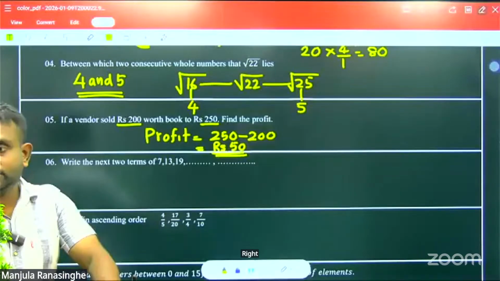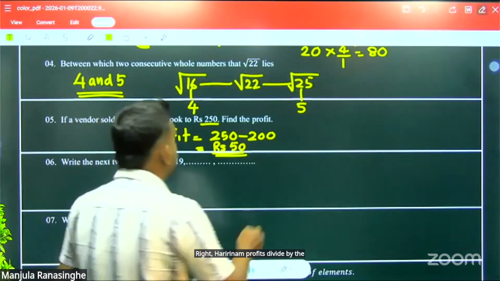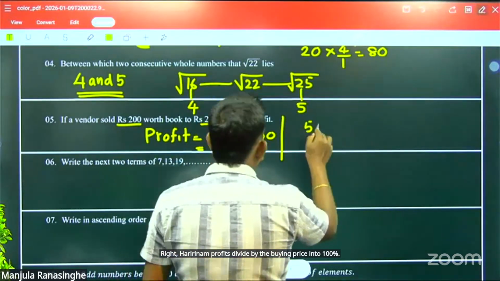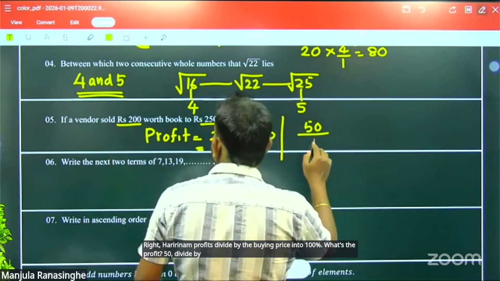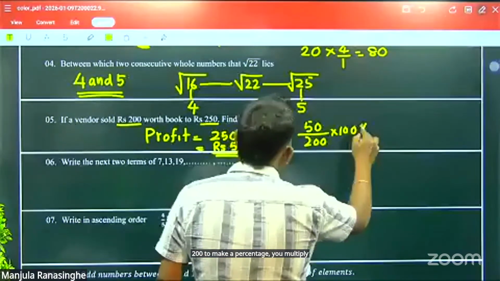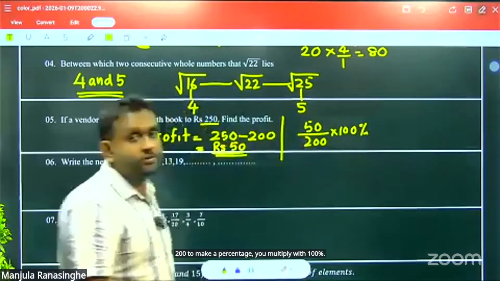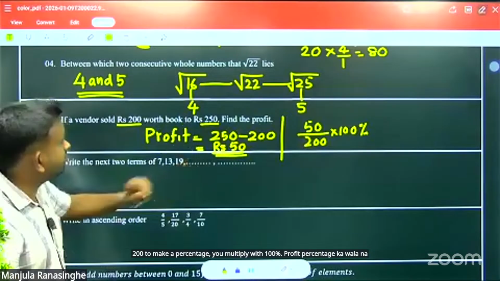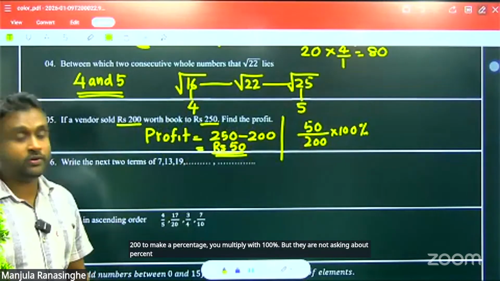Right. Profit divided by the buying price into 100%. What's the profit? 50 divided by the buying price, 200. To make a percentage, you multiply with 100%. But they are not asking about percentage, just the profit.